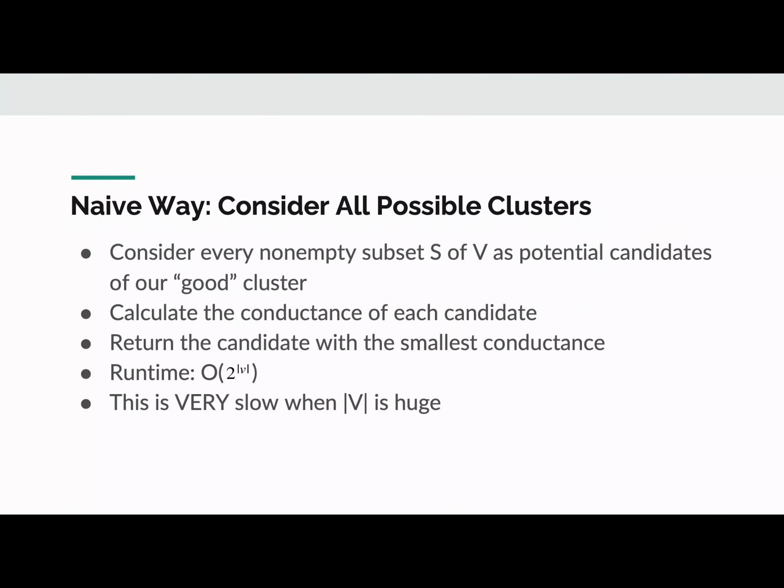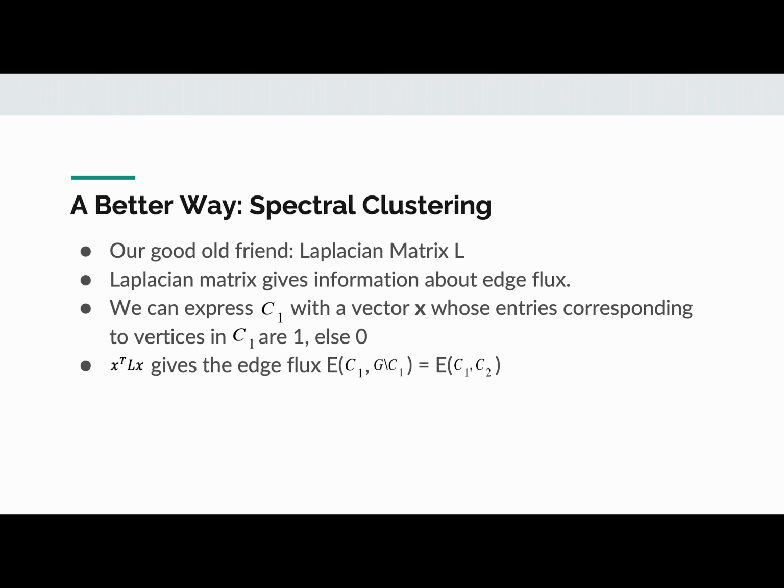Now for the exciting part: how to find a cluster that gives minimum conductance. A possible way is to consider all possible subsets of V and calculate the conductance of each subset S to see which one gives us the minimum. But for a huge graph, we cannot really go through all the possible subsets because it would take us forever to do it. But there's a better way.